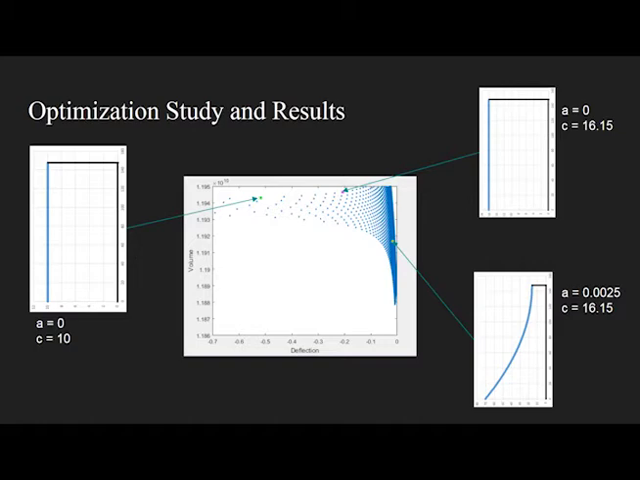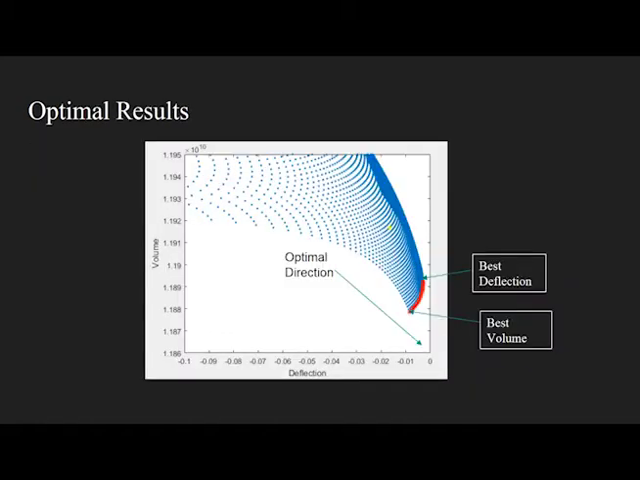So we're moving towards the Pareto frontier in this slide, moving in the optimal direction, evaluating all the points against each other to see which one has the least amount of volume and least amount of deflection. We have a frontier marked by the red points, with the deciding factor being whether we want a better deflection or a better volume. That concludes this presentation.